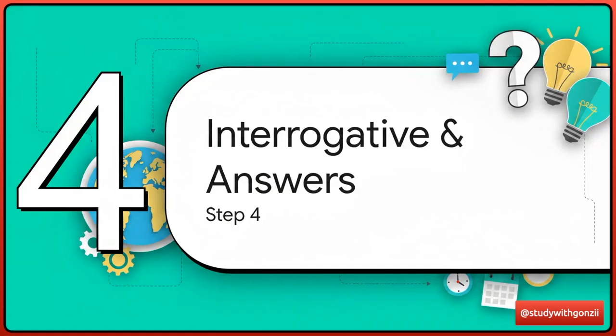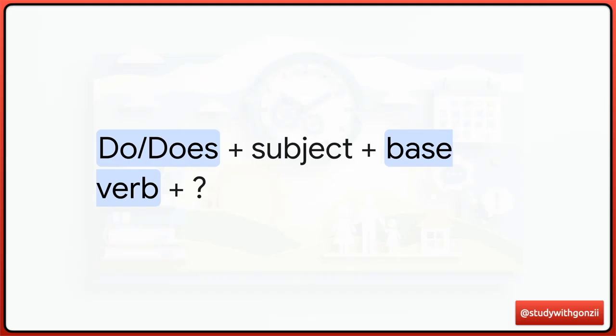This brings us to step 4, interrogative form and short answers. Here is the exact structural breakdown for questions. Notice what happens here. Our auxiliary verbs do and does actually jump to the very front of the line. So the setup becomes do or does plus the subject plus the base verb. Just like in our negative sentences, because we're using do or does right at the beginning, the main verb stays perfectly clean in its base form no matter who the subject is.